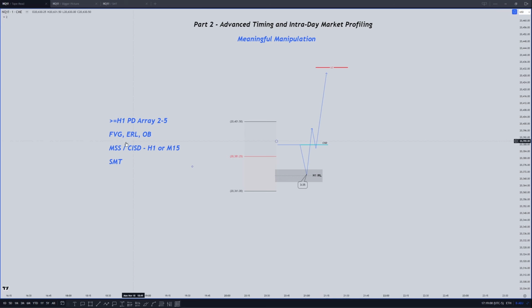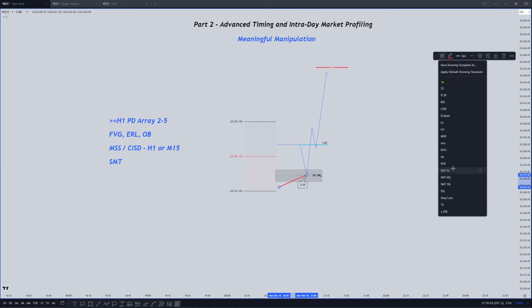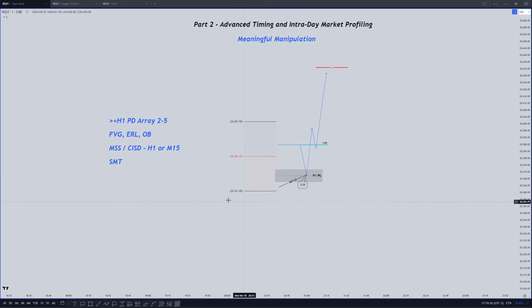So this is the checklist that I'm looking for meaningful manipulation. Hourly or 4-hour PD array between 2 to 5. The PD array specifically does not have to be at 2 to 5. It just needs to be before that. The drop into it or drop above needs to be at this time. Fair value gap, ERL, order block, market structure shift out of the range, and then SMT at this low is going to qualify that as an SMR. So I need to see some sort of SMT during that range as well to make sure it's actually the true reversal. It's very clean cut.